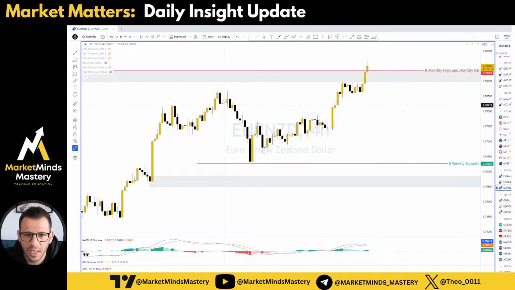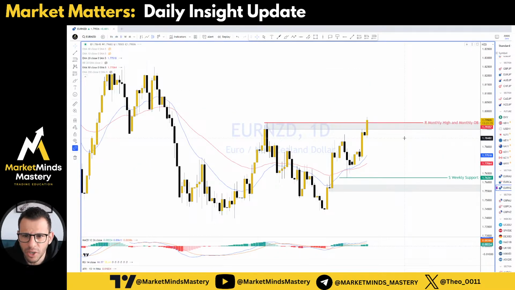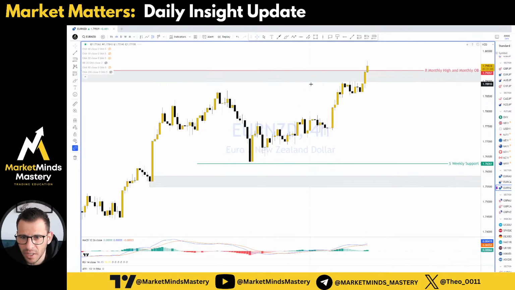Euro New Zealand daily chart. That's a monthly high and a monthly order block that I spot, and I drill down to the lower time frames and narrow it to this high here. So price now is surpassing this area. Let's see if it's going to maintain its bullish bias. If not, then a retracement will follow.